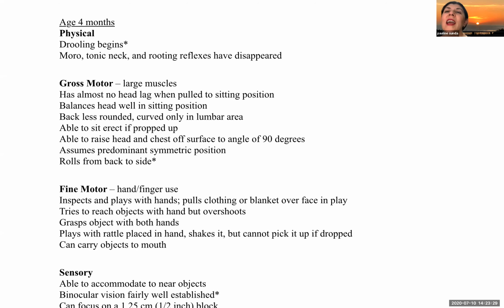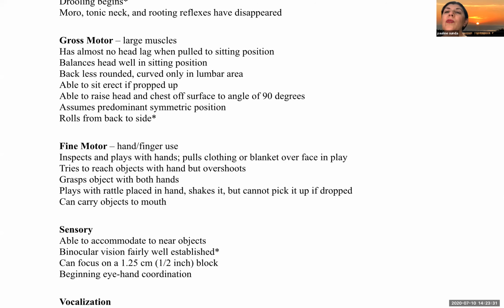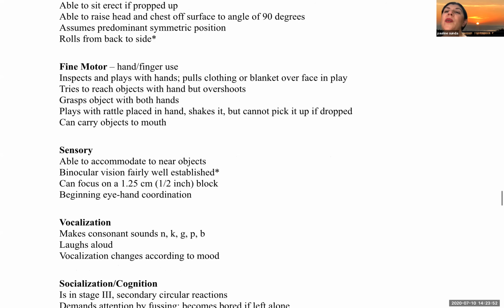Gross motor, they have almost no head lag when they're being pulled to a sitting position, and they balance their head well in a sitting position. They're able to sit erect if they are propped up. Also, they're able to raise their head and chest off a surface to an angle of 90 degrees. They roll from back to side. Fine motor, here they'll try to reach objects with their hand, but they actually will miss it. They'll overshoot it. But they will carry objects to their mouth. They can grasp objects with both hands.